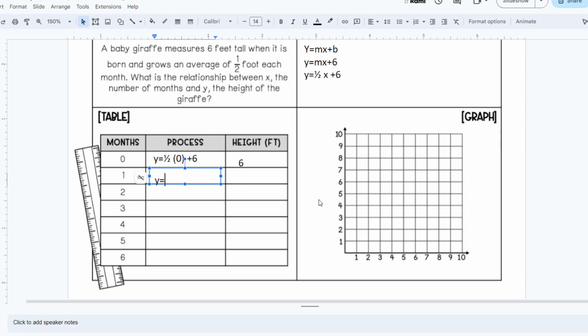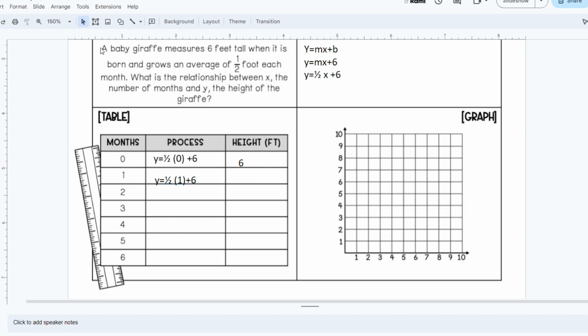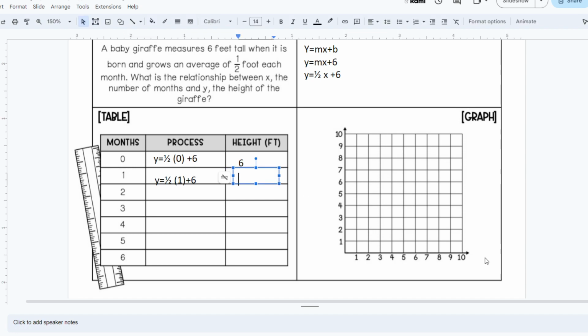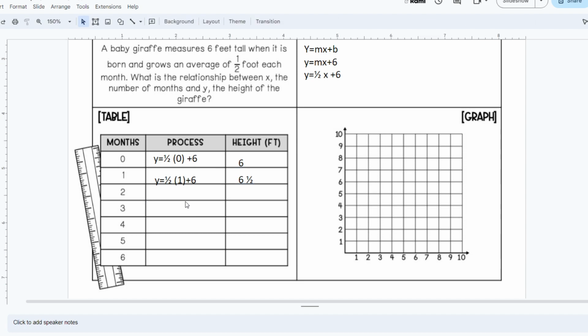So y equals 1/2. And instead of 0 this time, we're going to plug in 1 because that's the number of months that have passed. So 1 times 1/2 is just a half. A half plus 6 is 6.5. So I would write 6 and 1/2. Go ahead and fill in the others until you get to 6, and then you can join me over at the graph.